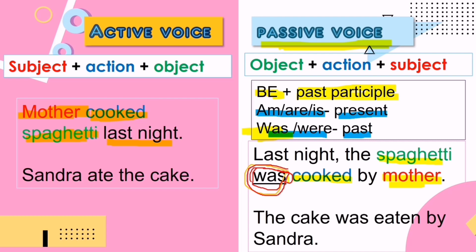Sandra ate the cake. The cake was eaten by Sandra. The subject is Sandra, the action ate, and the object cake. Here, it is in passive form. It is because the word ate will become eaten, the past participle. The was is our verb be, and Sandra is our subject. Our object is the cake. Okay, gets? Sabtan?